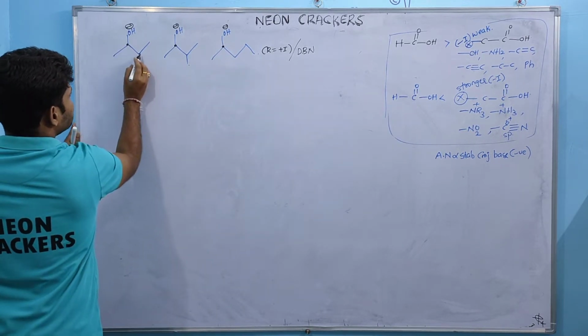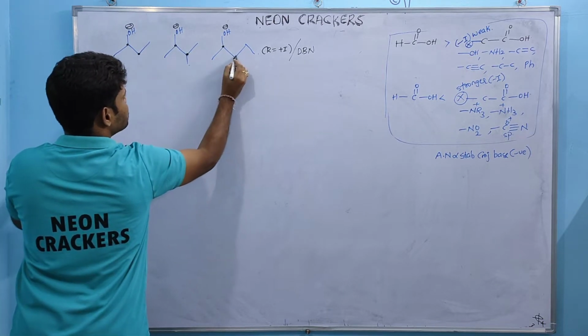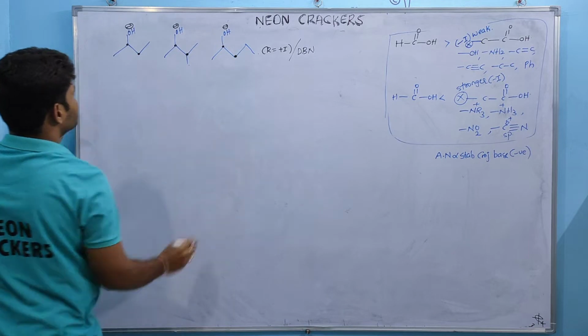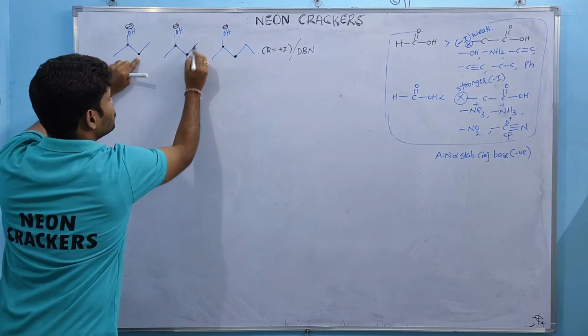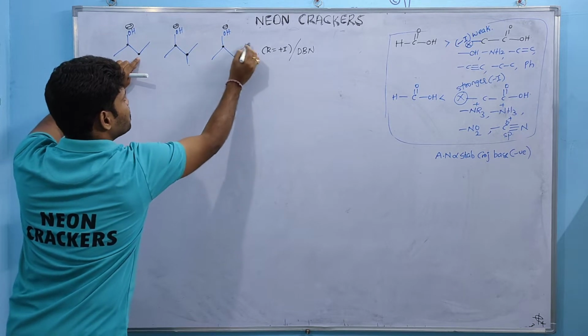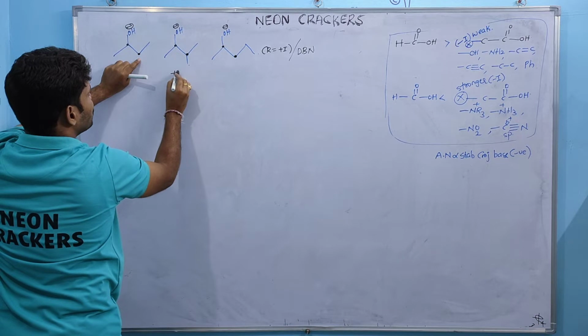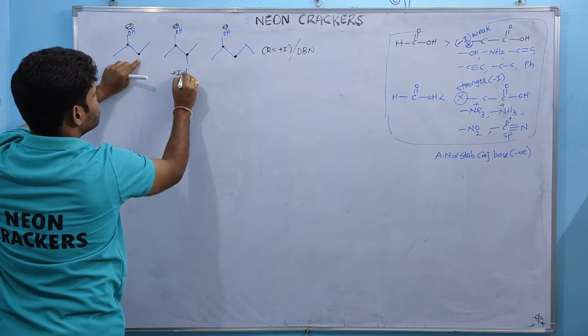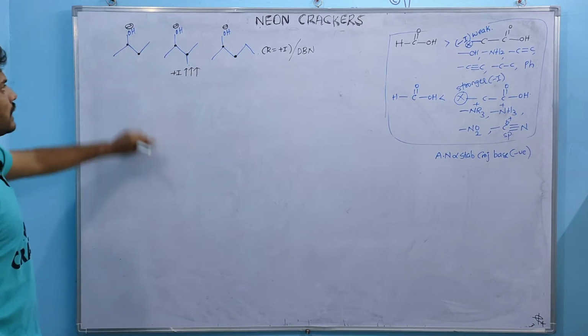Then go for the next carbon, the next distance. Now this one has only one substituent, but this one has two substituents. This one has only one substituent. So it has more plus I side, total three components are there. That's why this has more plus I. Is it clear, beta?